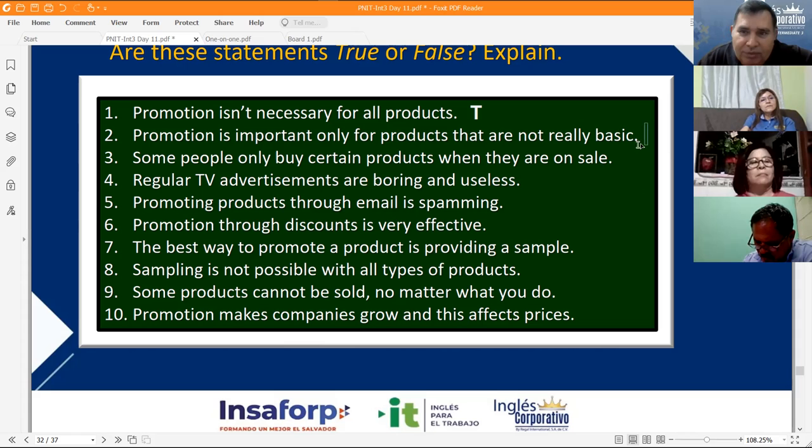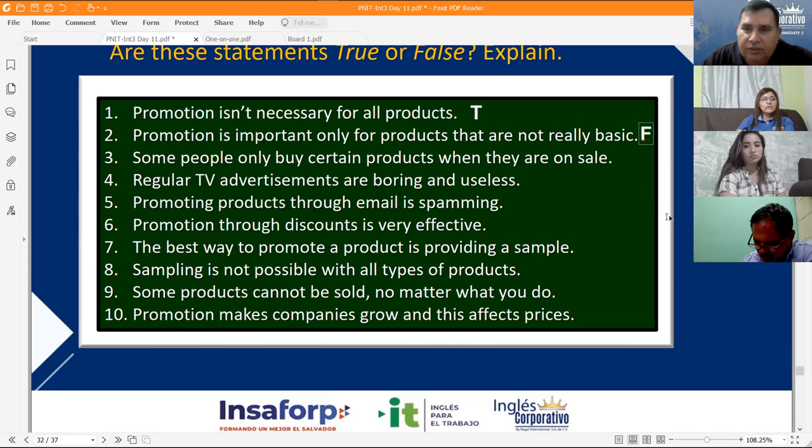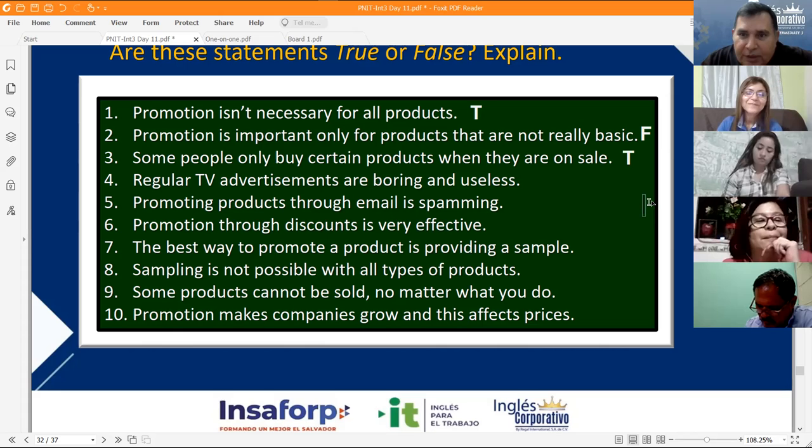What do you think about this one? Is it true or false? False. It's false. Yeah, this is false. Some people only buy certain products when they are on sale. Is it true or false? True. It's because some people, not all the people, some people.